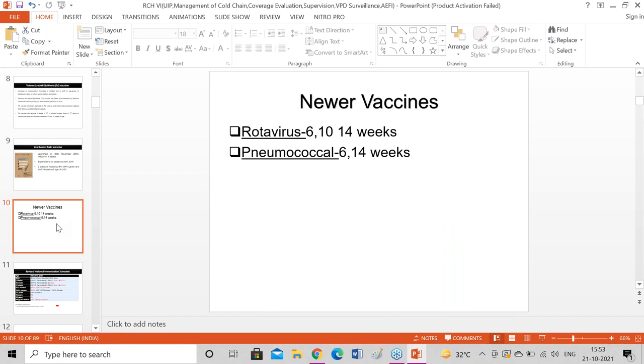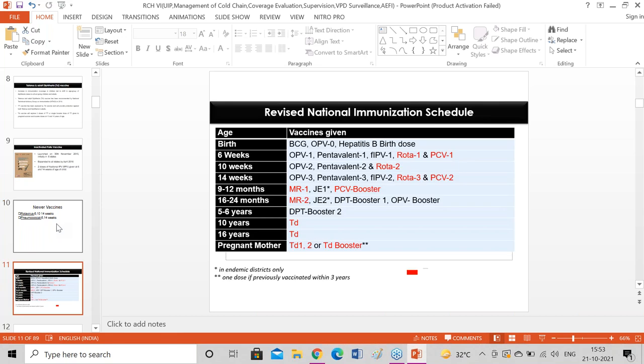Newer vaccines that were launched were rotavirus vaccine and pneumococcal vaccine. Rotavirus is given at 6 and 14 weeks, pneumococcal at 6 and 14 weeks. So the pneumococcal conjugate vaccine that we have started administering, we give it along with our pentavalent vaccine to the children aged 6 and 14 weeks. So you all know the national immunization schedule.